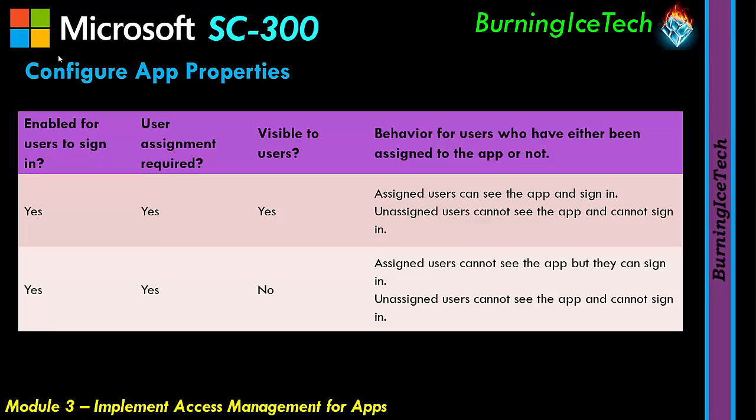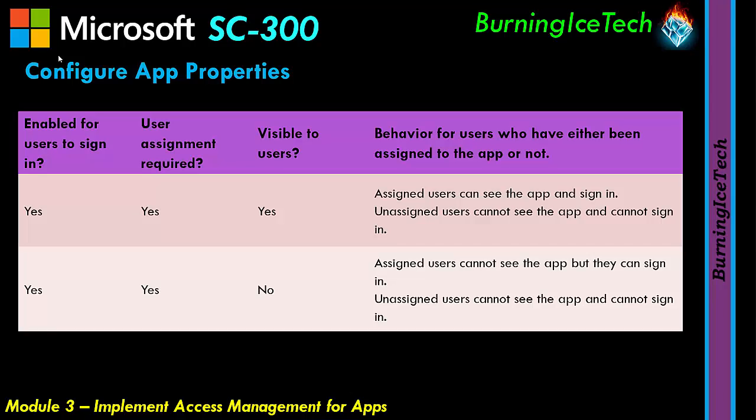So if you look at this table, you'll see on the left-hand side, it says yes and yes for enable for users to sign in. It says under user assignment required, both of them says yes. The only difference here between these 2 columns is where it says visible to users, the one says yes, the other one says no. If you look at way on the right, the resulting behavior, you'll see that the behavior is ever so slightly different. So where it says visible to users, if you look at the behavior on the right next to it, it says assigned users can see the app and sign in, because it does say yes, yes for those things.